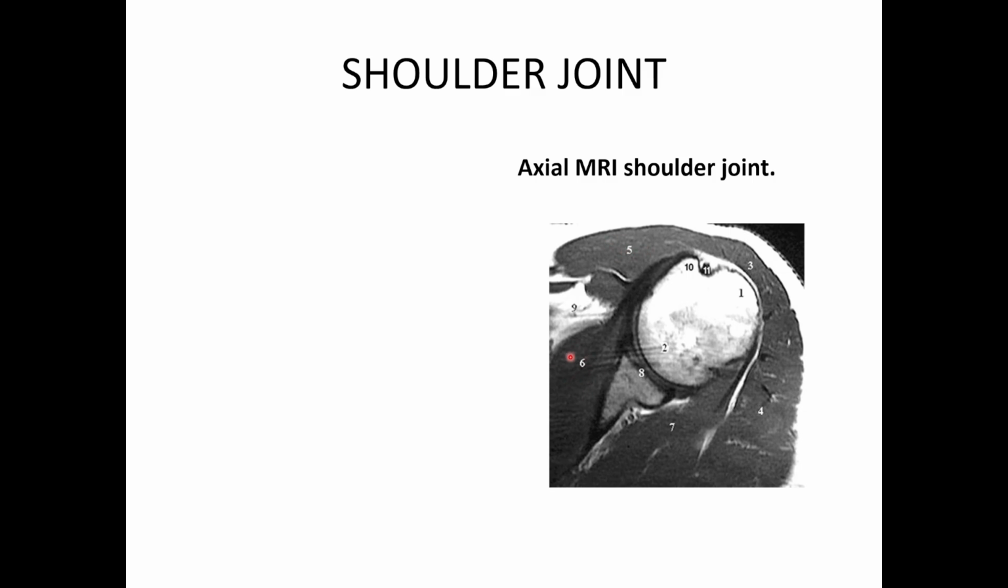6 we have the subscapularis muscle. 7 we have the infraspinatus muscle. 8 we have the glenoid cavity of the scapula. 9 we have an axillary fat. 10 we have the lesser tubercle, and 11 we have the intertubercular groove contains bicipital tendon.